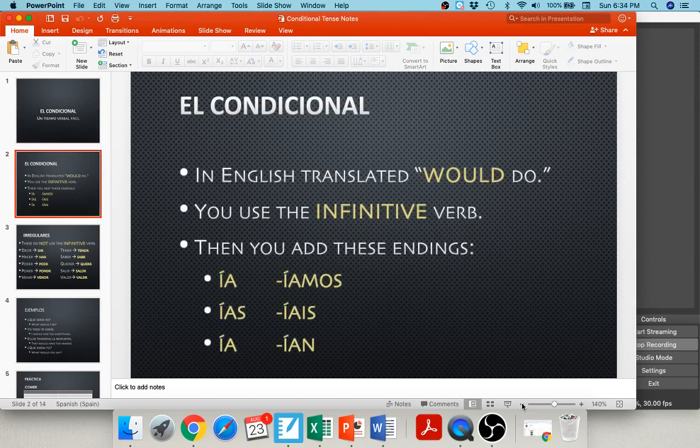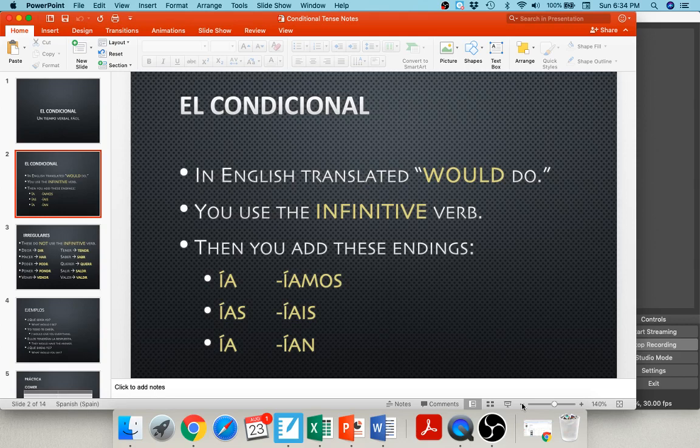Just like the future, it's conjugated in a very similar way. You do not have to remove the AR, ER, or IR. You just keep the infinitive verb and you add the appropriate ending. So, hablar, comer, beber. You're not dropping that AR or ER or IR as you normally would in the past. You're just taking those verbs and adding these endings: ía, ías, ía, íamos, íais, and ían. These may remind you of the imperfect a little bit.